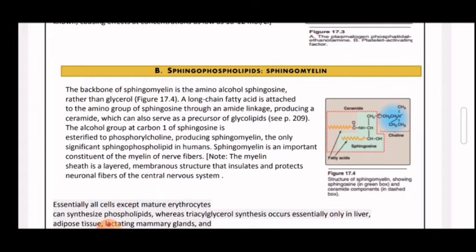Why is it so important? Since it's an important constituent of the myelin of nerve fibers, which is made by Schwann cells. The myelin sheath is a layered membranous structure that insulates and protects neural fibers, mainly axons of the central nervous system.